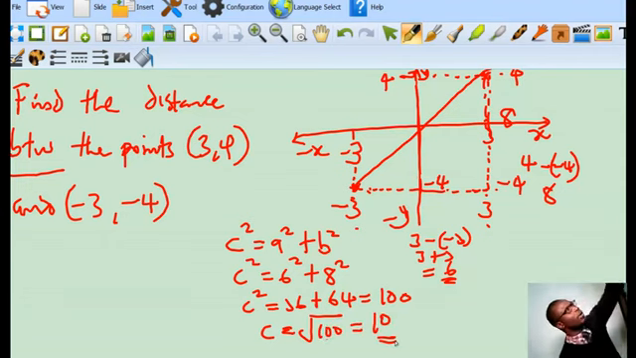Now, don't forget the distance between this point and this point, which are the 2 coordinates we were given earlier, is 10.